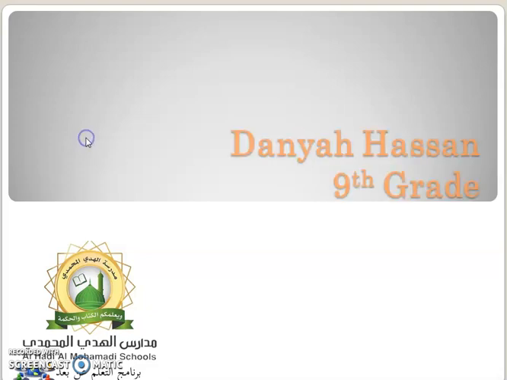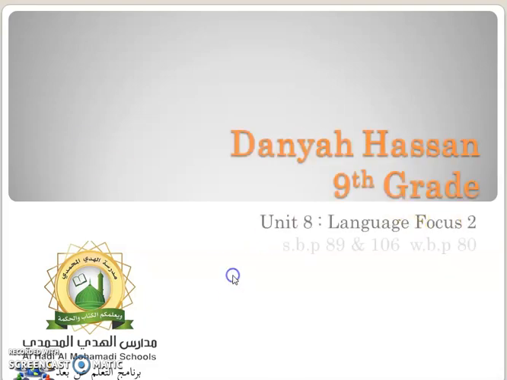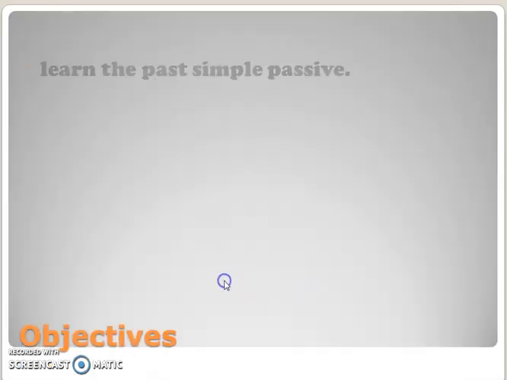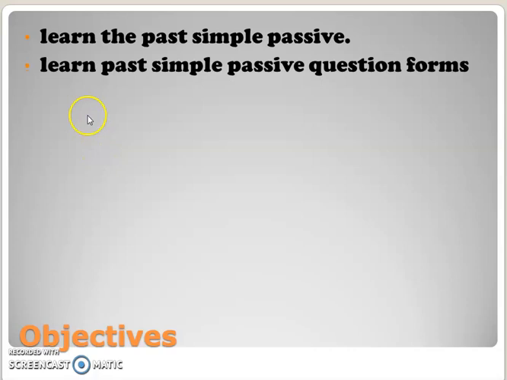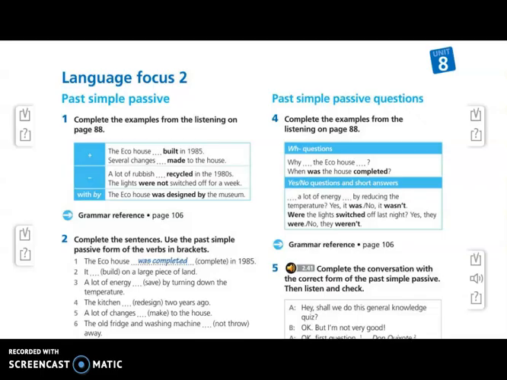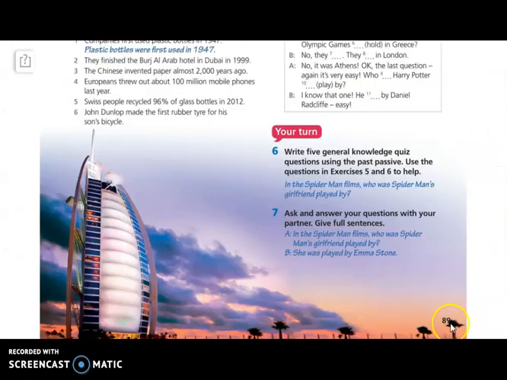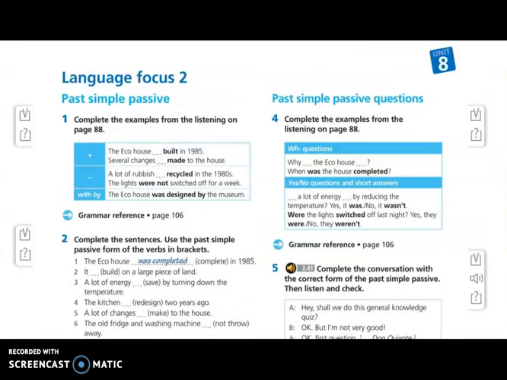In this video we're going to have language focus 2 in your student book pages 89 and 106 and page 80 in your workbook. Our objectives today are, first of all, we're going to learn the past simple passive and learn past simple passive question forms. Now you need to open your student book page 89. The title of our lesson is Past Simple Passive.